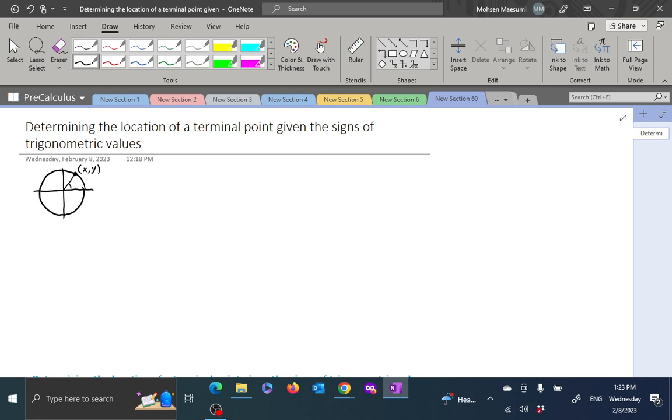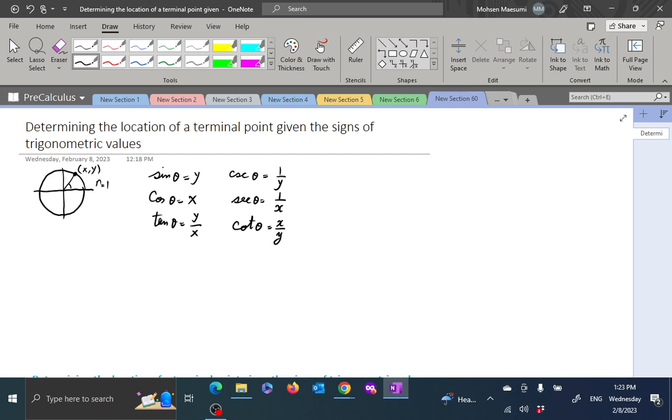If you remember, for the unit circle we had sine of theta was just y, cosine of theta was just x, and tangent of theta was what? It was y over x. Do you remember that? Then we had the cosecant of theta, which is reciprocal of the sine, secant of theta, which is reciprocal of cosine, and cotangent of theta, which is reciprocal of tangent, is x over y.